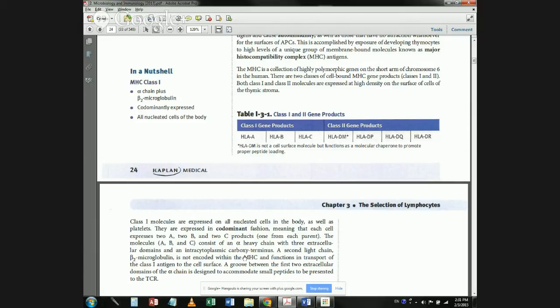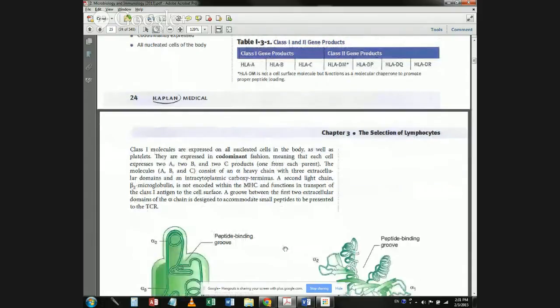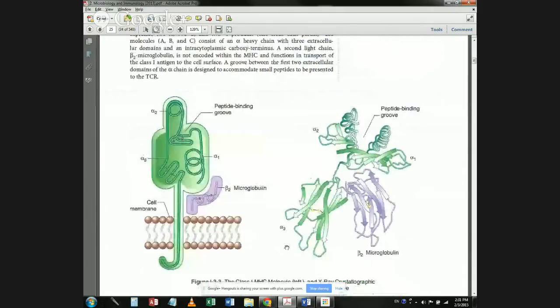So there were 3 extracellular domains, right? And between the first 2, there's a little ditch, and small peptides hang out in there. It's like the hand that gives and shows, hey, look at what I have, to the TCR receptor of the T cell. Oh, look, here's a picture.